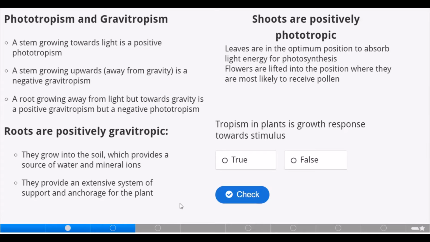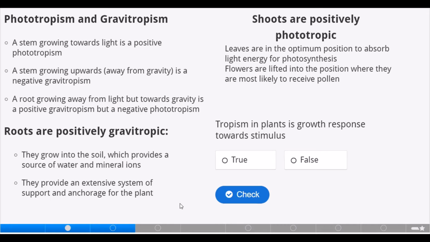Phototropism and gravitropism. A stem growing towards light is a positive phototropism. A stem growing upwards, away from gravity, is a negative gravitropism. A root growing away from light but towards gravity is a positive gravitropism but a negative phototropism. Roots are positively gravitropic. They grow into the soil, which provides a source of water and mineral ions. They provide an extensive system of support and anchorage for the plant.